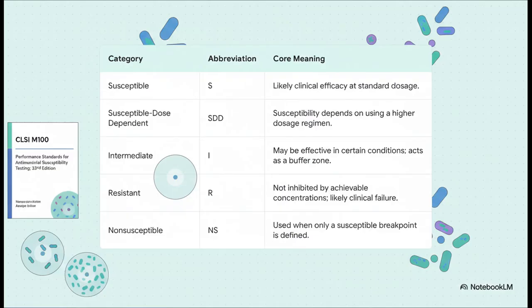And those breakpoints feed directly into these categories. Susceptible is pretty straightforward. Standard dose should work. Susceptible dose-dependent, or SDD, is a critical one. It tells you a higher dose is necessary for efficacy. Intermediate serves as a buffer, and resistant, of course, predicts likely failure. Non-susceptible is simply what you use when there's no defined resistant breakpoint.